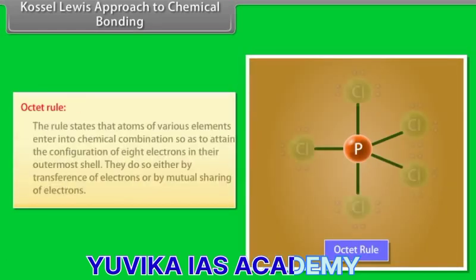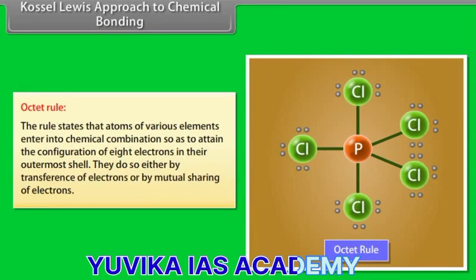Octet rule. The rule states that atoms of various elements enter into chemical combination so as to attain the configuration of 8 electrons in their outermost shell. They do so either by transference of electrons or by mutual sharing of electrons.